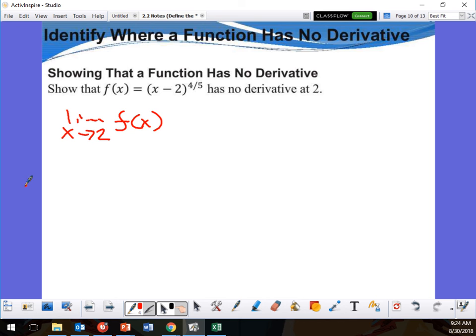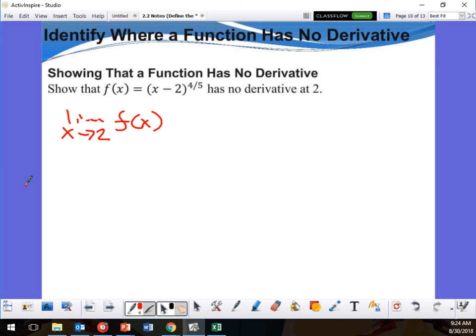Okay, so can I plug it in? Yeah, I can, right? So it's a 5th root. Okay, 5th root, so I would get 0. What's a 5th root of 0? 0. What's 0 to the 4th power? Okay, so now, right there, I have something there, right? Okay, so let's see, what else do we do? Has to be continuous. Is it continuous?